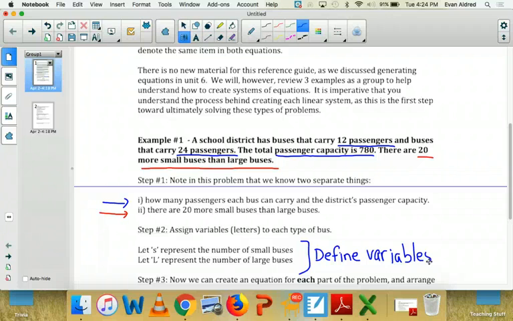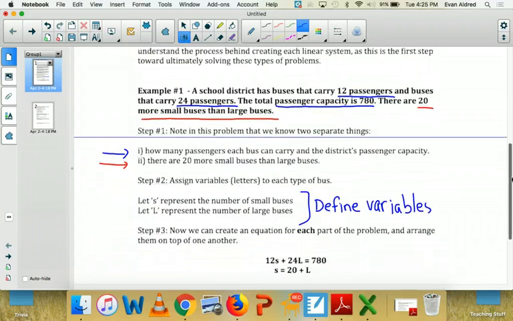And again, we don't use equals. We don't say let S equal number of small buses. We use that word represent, because in this question, it's representing it. In another question, S could be used to represent something else. So we don't say equals, we say represent. So the first thing we do is define our variables.